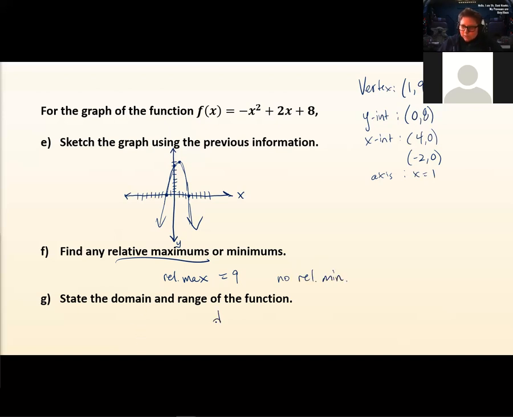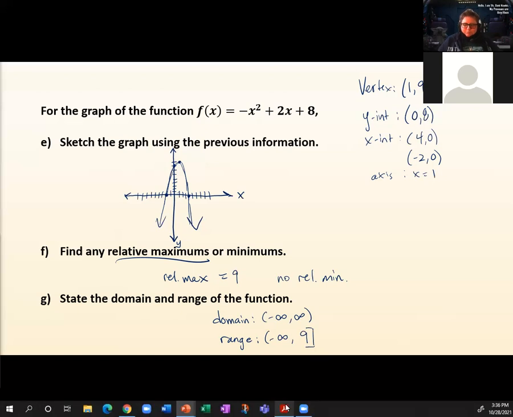What's our domain and range of this function? Domain. Would it be negative infinity to infinity? Absolutely. Usually any polynomial is going to be negative infinity to infinity. What's our range? Negative infinity to 9. Would it be a square bracket? You got it. Good job.